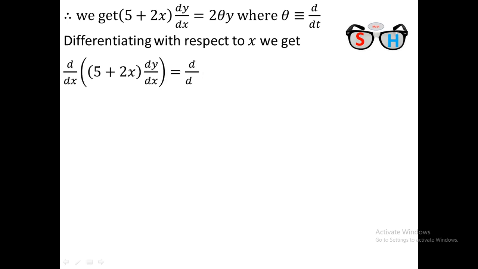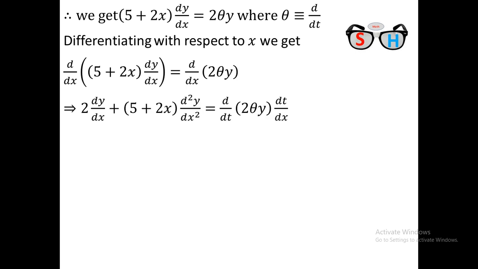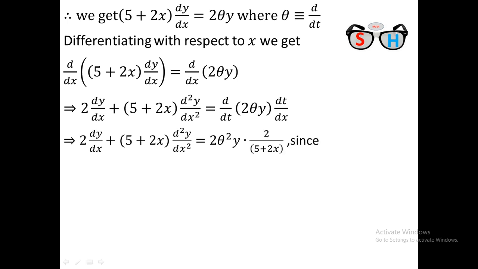Now we have to take the derivative of the above result with respect to x. Therefore on the left hand side we get d by dx of 5 plus 2x into dy dx, equal to d by dx of 2 theta y. The derivative of the left hand side will be 2 dy dx plus 5 plus 2x into d2y dx2. On the right hand side I use the chain rule: d by dt of that into dt dx. We know the value of dt dx is 2 by 5 plus 2x, so I put it in.